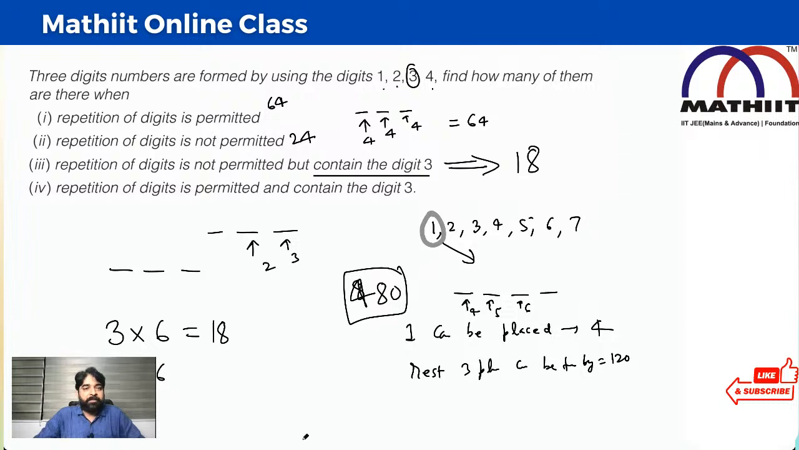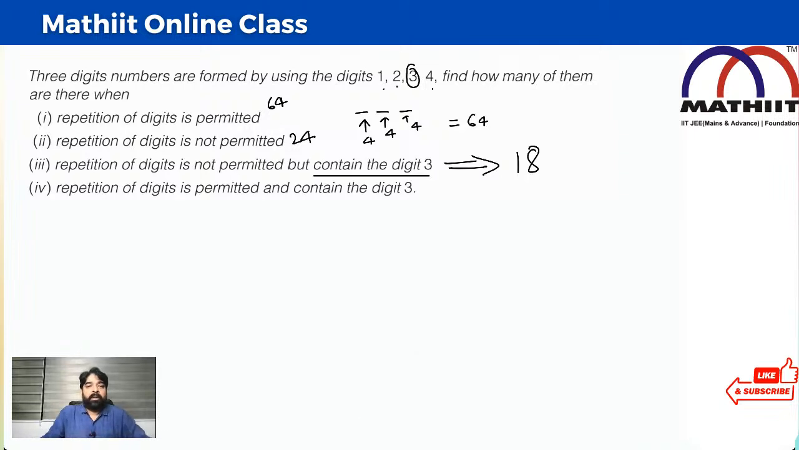Okay, last bit of the question. Let's check the last bit. Repetition of digit is permitted, means you can repeat any digit any number of times, and the number must contain the digit 3. This is a very good question. 3 should be there. Now this is called the reverse way of solving the question. What is the meaning of the reverse way of solving the question? They are asking that 3 should come.